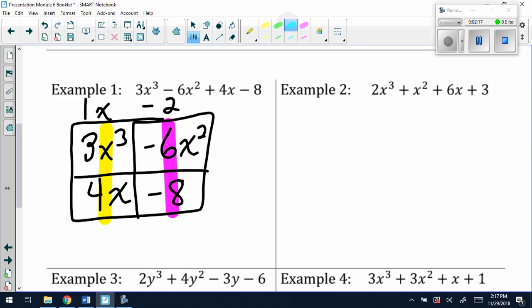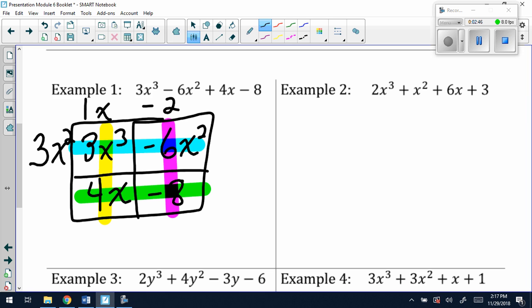Now I'm going to look at the rows. So looking at this row, the 3 and the 6. The 3 goes into 6, so it's going to be 3. And then x cubed and x squared, they have the x in common. Smallest exponent is 2. And then I'm going to look at this row. And 4 and -8, 4 is common.